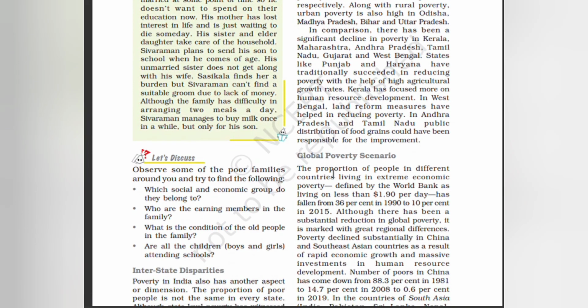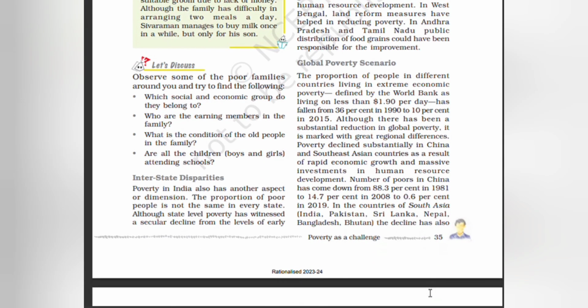Global poverty scenario. The proportion of people in different countries living in extreme economic poverty, defined by the World Bank as living on less than $1.90 per day, has fallen from 36% in 1990 to 10% in 2015. Although there has been a substantial reduction in global poverty, it is marked by great regional differences. Poverty declined substantially in China and Southeast Asian countries as a result of rapid economic growth and massive investments in human resource development. The share of poor in China has come down from 88.3% in 1981 to 14.7% in 2008 to 0.6% in 2019.